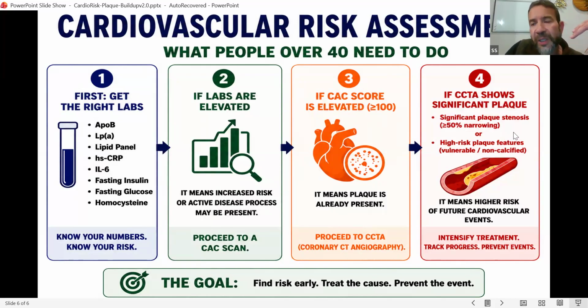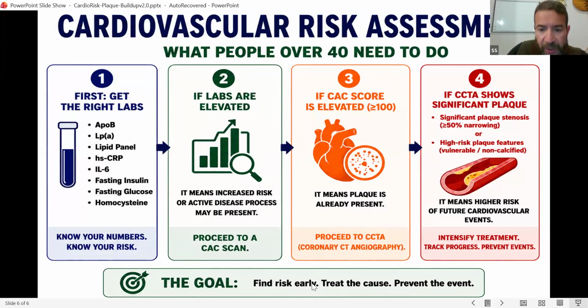The CCTA will give us two things. It will show us how much narrowing we have, the stenosis, the percentage of narrowing. And the second thing, it will tell us whether it is a high risk, non-calcified plaque, or a low risk plaque. So this is very important here. You can screenshot this, and this is the path to getting a full assessment of your artery walls and cardiovascular risk, without missing anything out.